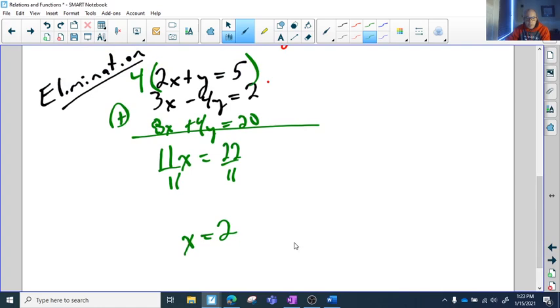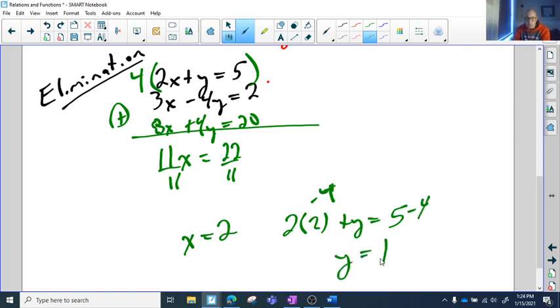Find the easiest equation that you can. I would suggest the top one. And now you're going to substitute this in for the x to solve for y. So 2 multiplied by the x plus y equals 5. That's going to now let me determine the value of y. So this is 4. I'm going to have to take away 4 from both sides. Y will end up equaling 1. X is 2, y is 1.